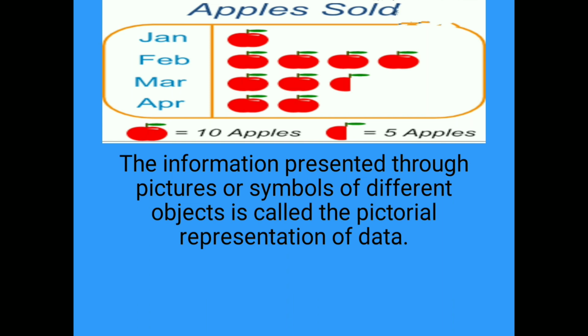So according to this, if in January it is one apple, that means we have 10 apples. In February we have 4 apples, means 40 apples. In March we have two and a half, that means 25. The same way you can present your data through pictures and easily understand the pictorial representation of data.